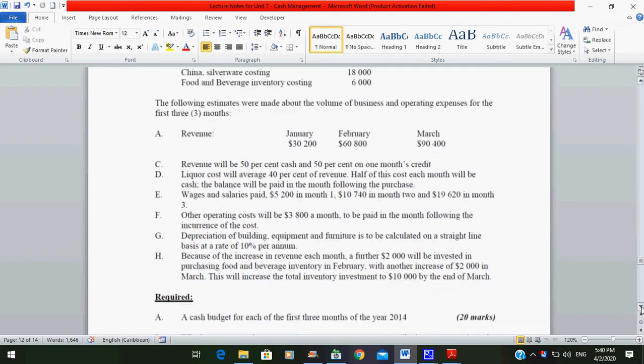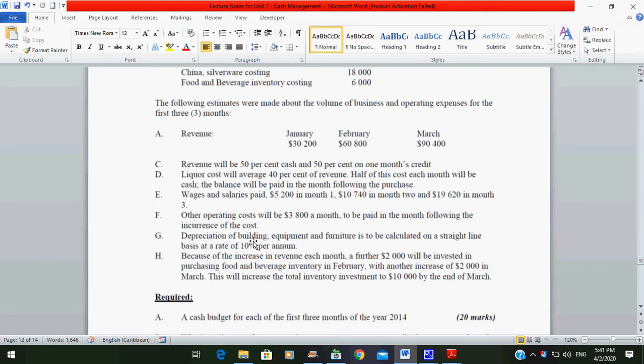Other operating costs will be 3,800 a month to be paid in the month following the incurrence of the cost. So if the cost was incurred in January, it is to be paid in February. Therefore that 3,800 for operating costs will be none for January, but will be for February and for March. Why? Because the amount that you would have paid for January is paid in February, the amount you would have paid in February is paid in March. Alright?